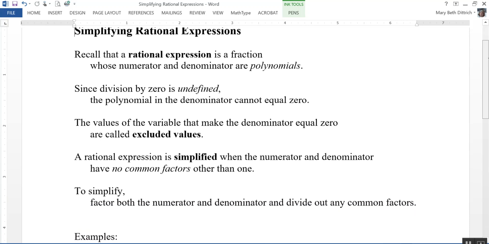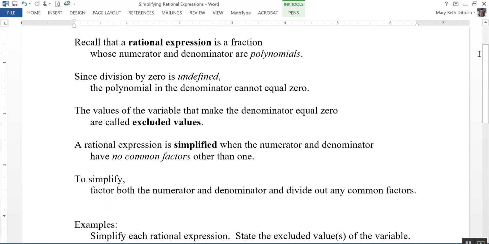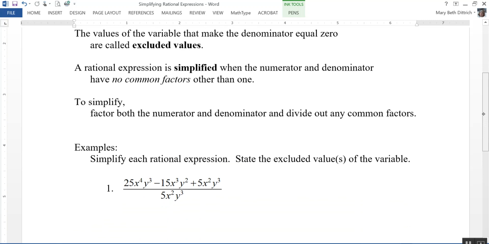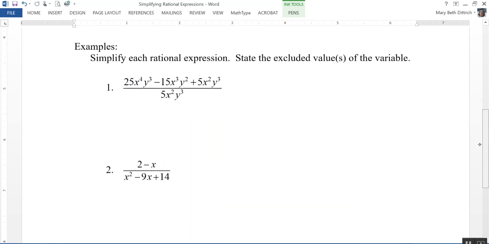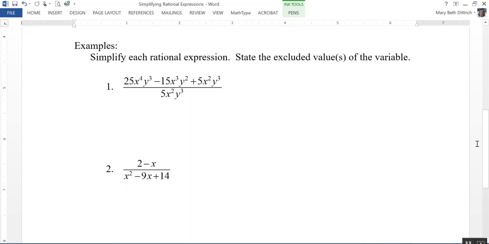We say that a rational expression is simplified when the numerator and the denominator have no common factors other than 1. To simplify a rational expression, we want to factor both the numerator and the denominator and divide out any common factors. Let's take a look at several examples here. We need to simplify each rational expression and state the excluded value or values of the variable.